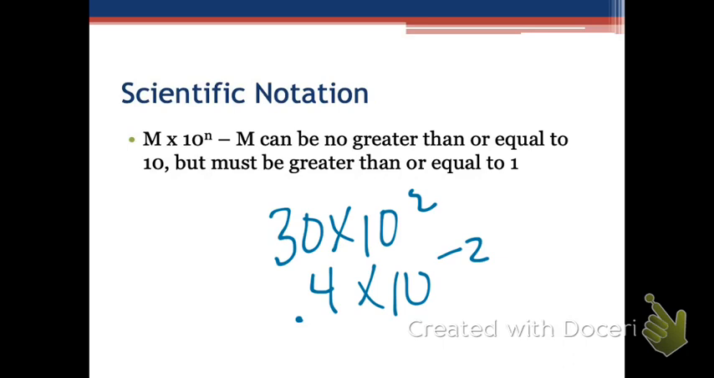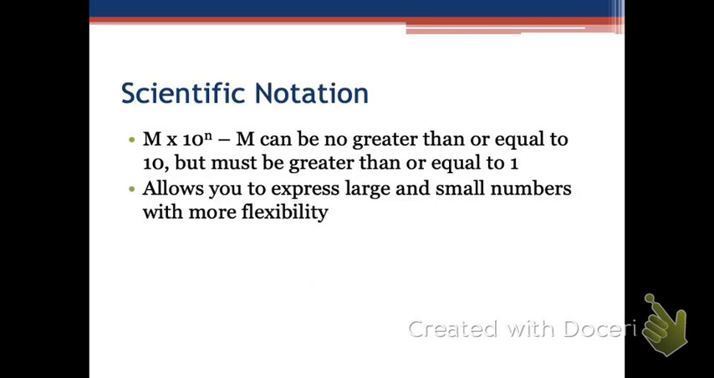What scientific notation does is allow us to express values that are either very large or very small with more flexibility. So scientific notation allows us to view very big and very small numbers in a little bit more reasonable format.